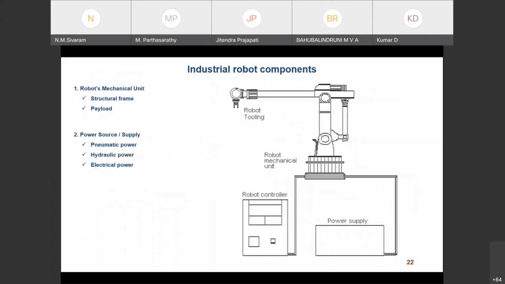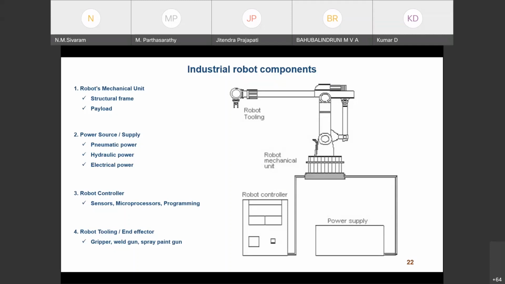Industrial robotic components. These are the four major industrial robotic components. The first one is the robot's mechanical unit: the structural frame and the payload. The payload is nothing but the amount of weight the robot is handling. What is the maximum amount that it can handle? That is the payload. So the robot's mechanical unit is defined by the structural frame and the weight capacity that it can lift or operate.